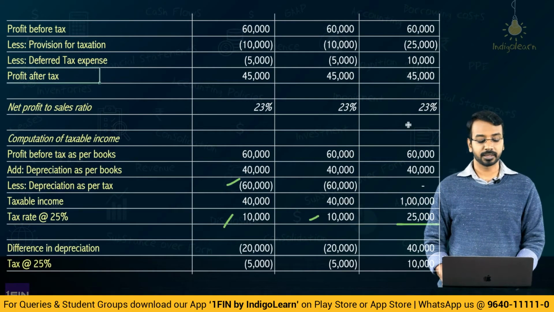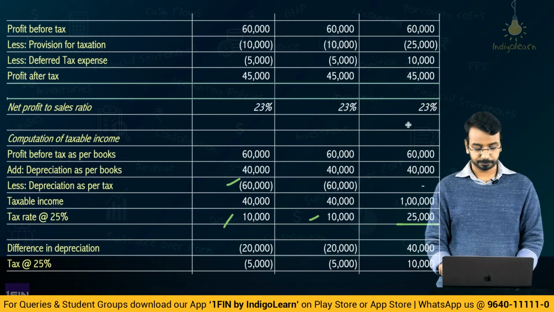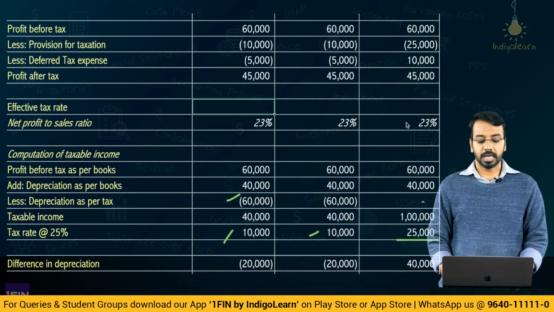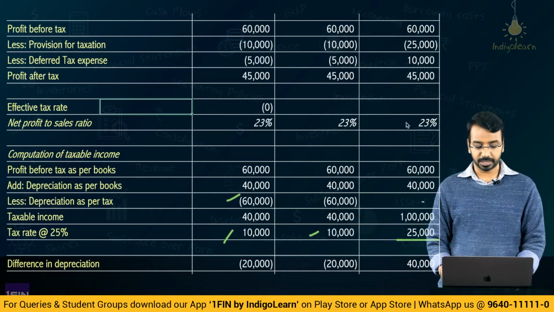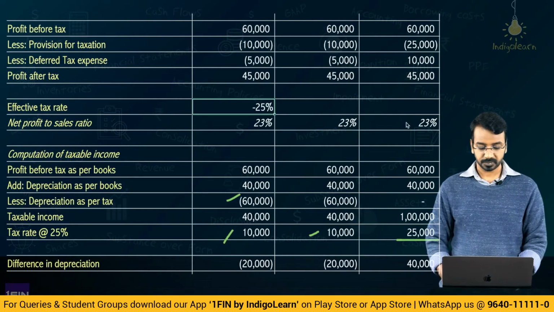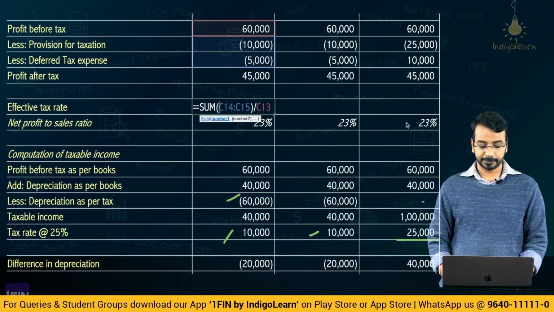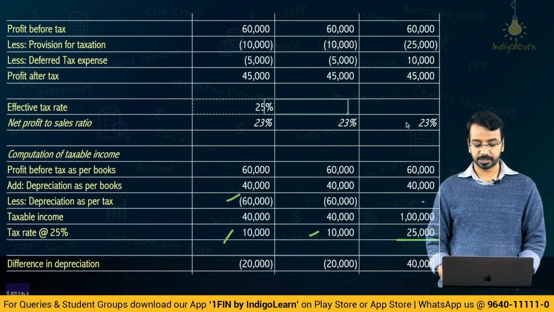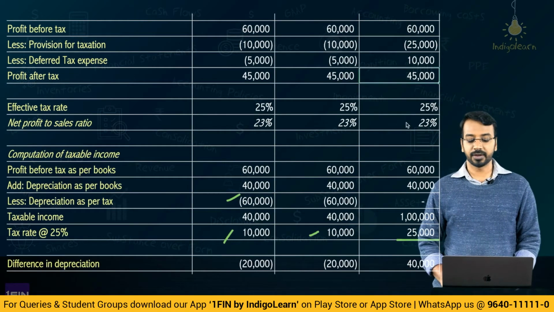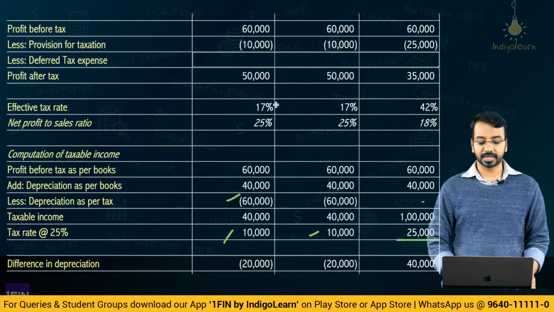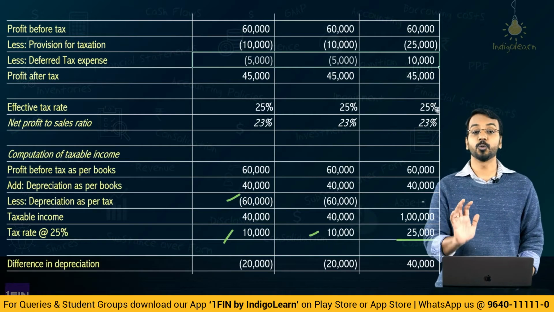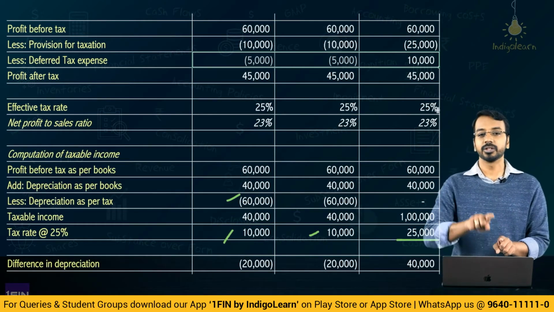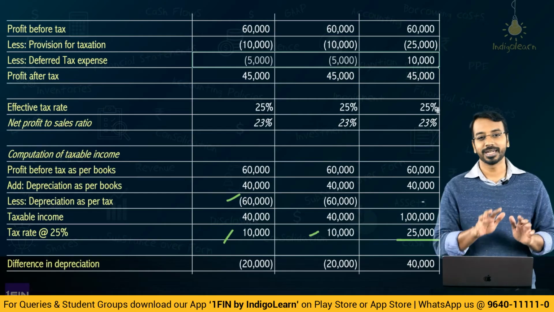Now this also ensures that effective tax rate is 15,000, sum of these two, divided by 60,000, that is, let me update the symbol, 25% here, 25% here, 25% here. If I did not have this, then my effective tax rate would have been 17, 17 and 42%, which does not represent the true picture. So we are basically trying to match the income and the corresponding tax expense.